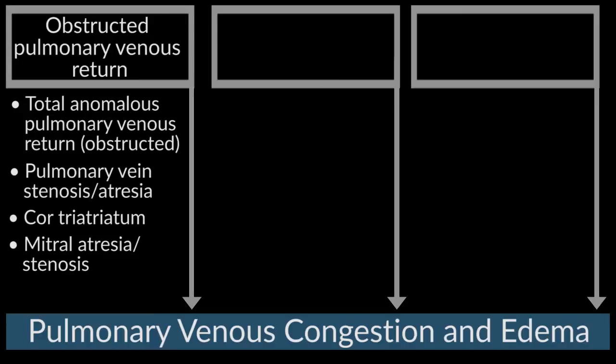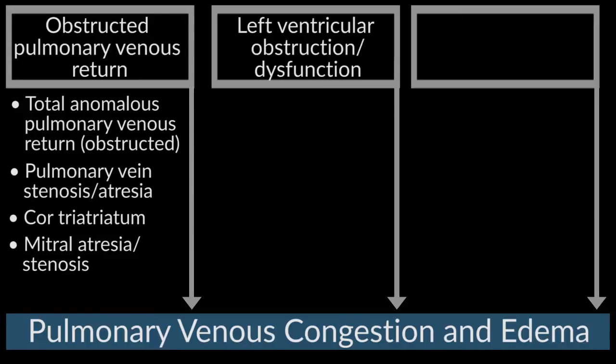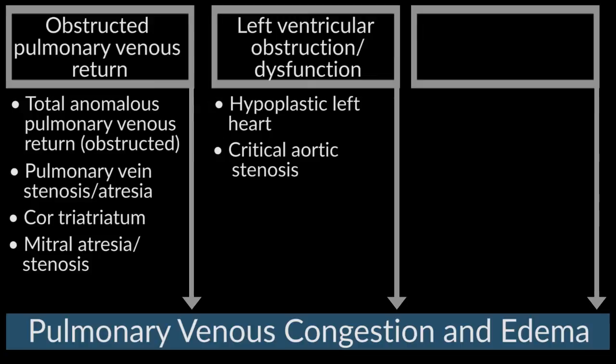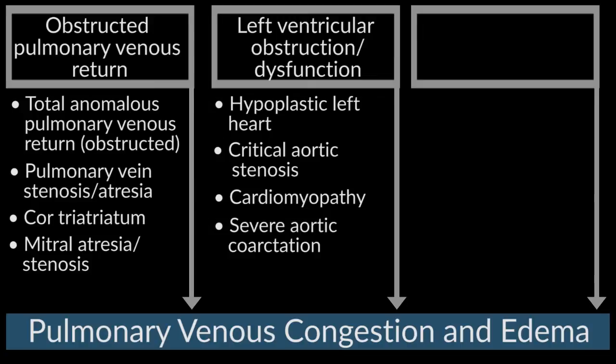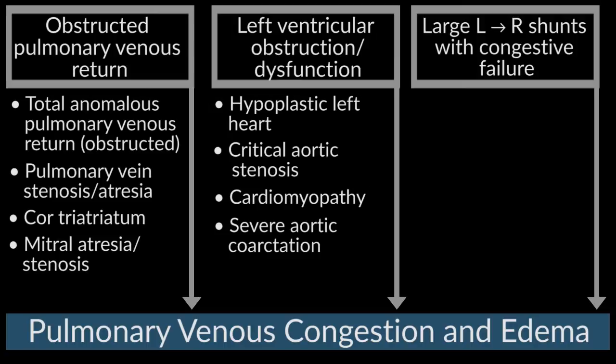It can also be seen with left ventricular obstruction or dysfunction, such as hypoplastic left heart or critical aortic stenosis, patients with cardiomyopathy or severe coarctation of the aorta. And finally, it can be seen with children who have large left to right shunts with congestive failure.